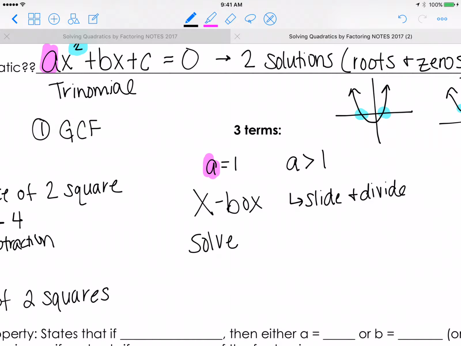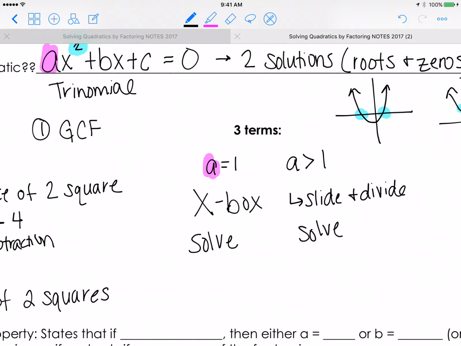This could also be referred to as splitting the middle term. You might have done that in Algebra 1. But I prefer the method of slide and divide, and I'll teach you that tomorrow. Not today, but tomorrow. And then you would solve. Do your X box and solve. Okay, so those are the two things that you can think about.